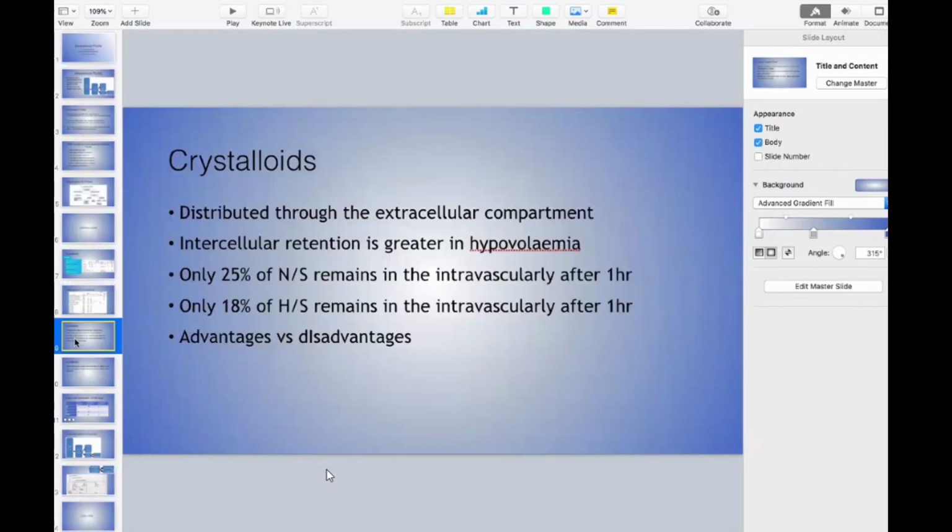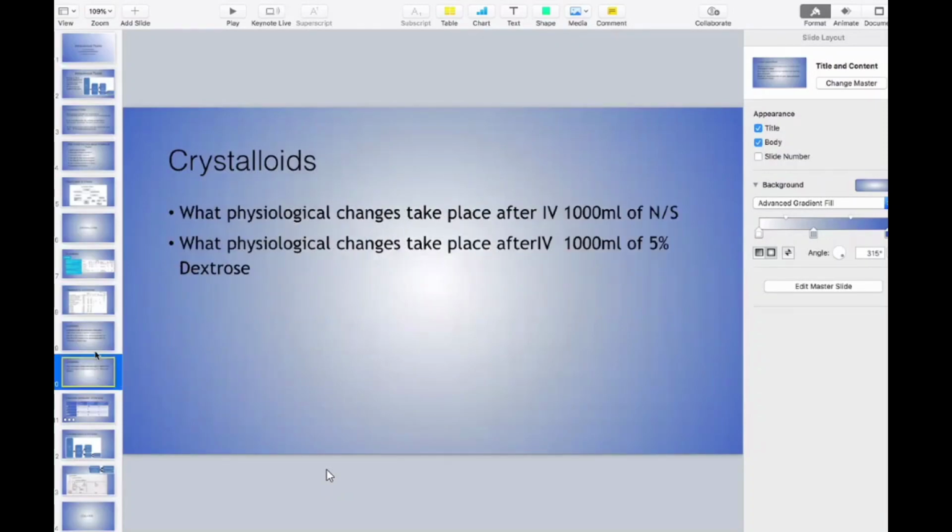Now, the next one is what happens to these crystalloids when you inject them? We will take two examples. What physiological changes take place after infusing 1 liter of normal saline, and what physiological changes take place after infusing 1 liter of 5% dextrose? What happens when you infuse these crystalloids? Where do they go?